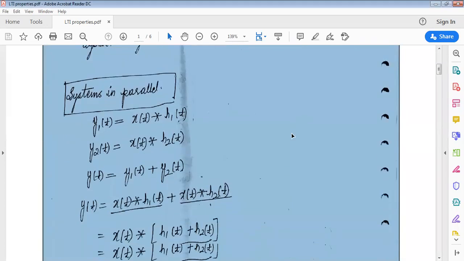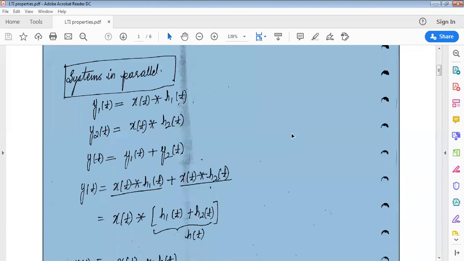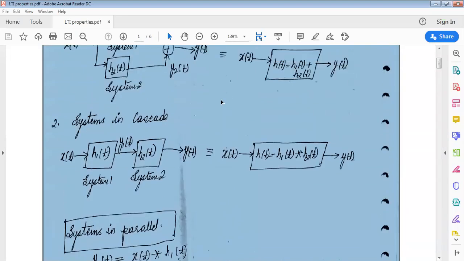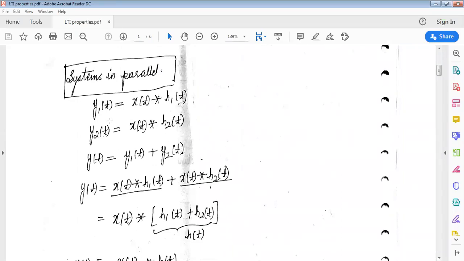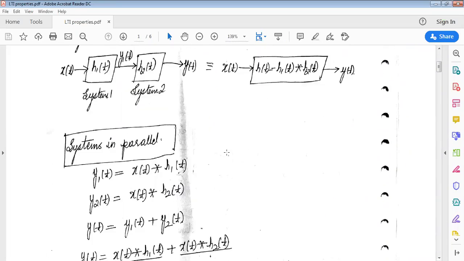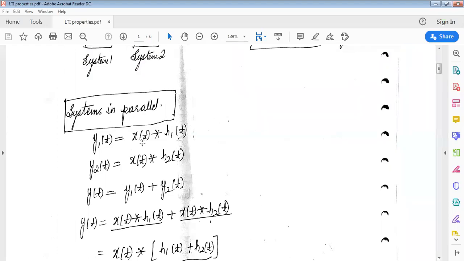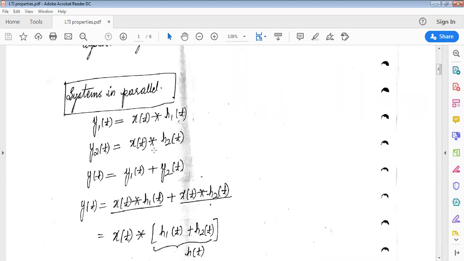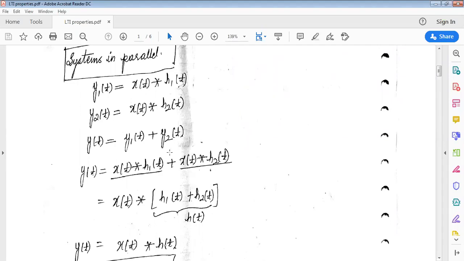How do you say that when the systems are connected in parallel, it is the addition of impulse responses? You can just see here from figure 1. From figure 1, we have y1 of t equal to the convolution of x of t and h1 of t. y2 of t is the convolution of x of t and h2 of t. Since they are connected in parallel, y of t is the sum of y1 of t and y2 of t. If I substitute, what is y1 of t? Convolution of x of t and h1 of t. What is y2 of t? Convolution of x of t and h2 of t.